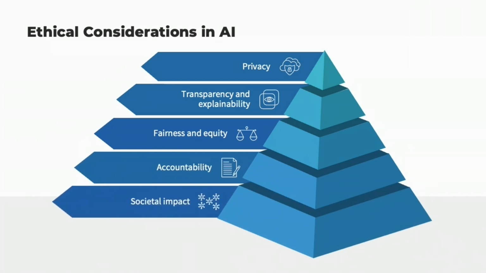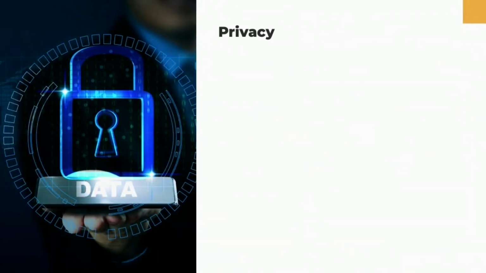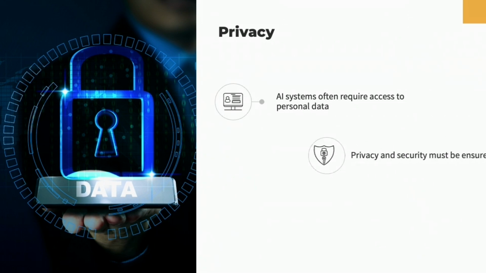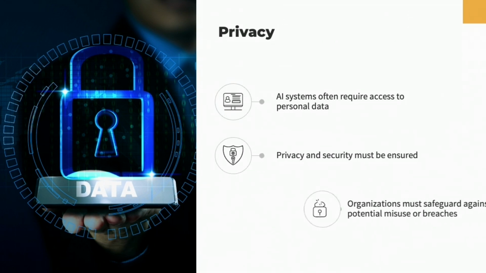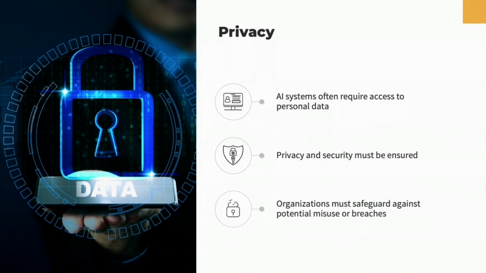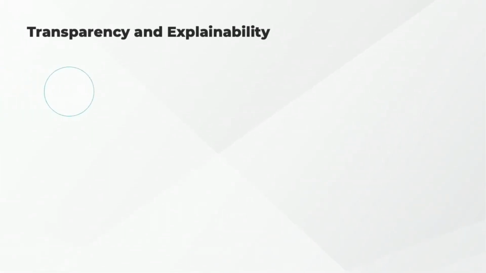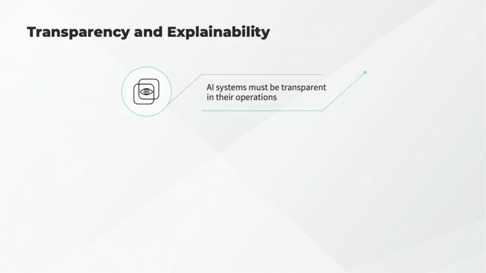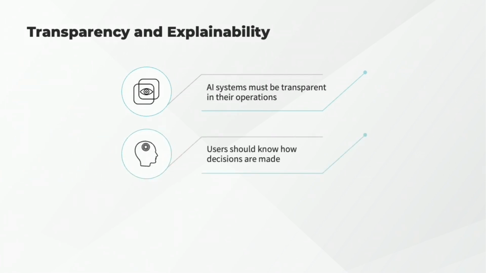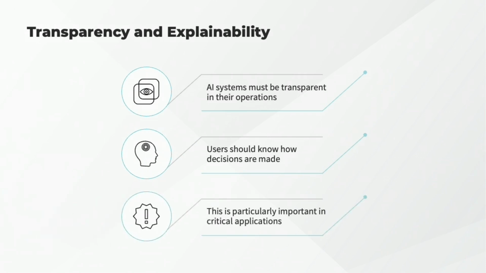So let's consider privacy. AI systems often require access to vast amounts of personal data. Ensuring the privacy and security of this data is paramount to protect individuals from potential misuse or breaches. There is a need for AI systems to be transparent in their operations. Users should understand how decisions are made, especially in critical applications like healthcare or criminal justice.